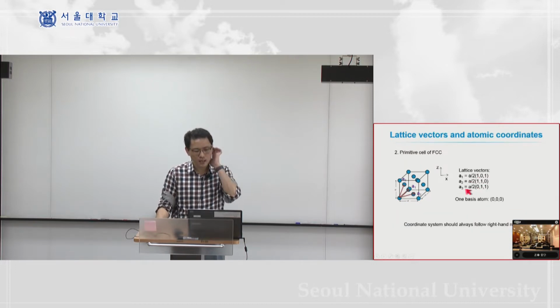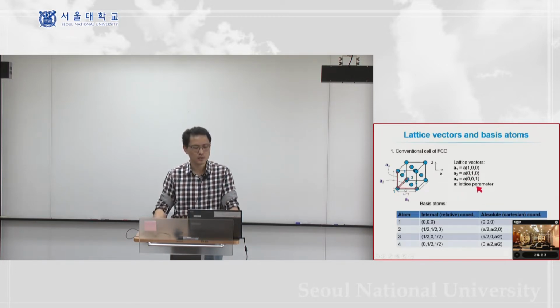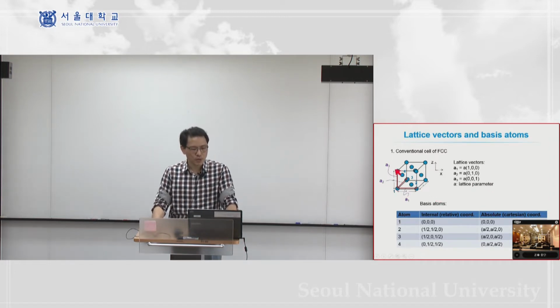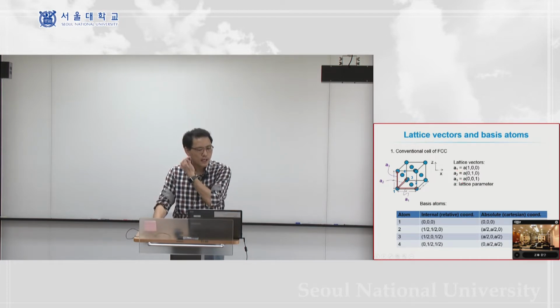And here this A is called the lattice parameter, the length of this cubic cell. A1, A2, A3 define the basic periodic structure. And for atoms within the unit cell, there are actually 4 atoms in this conventional cell of the FCC. One is at the corner, or the origin, and there are 3 others at each face.